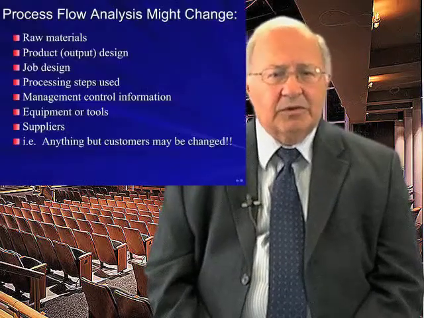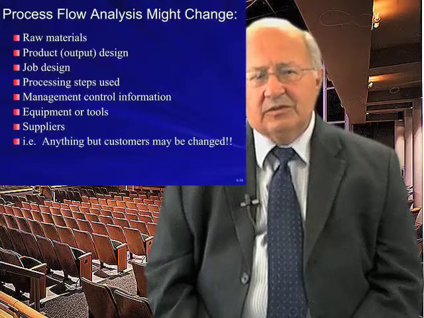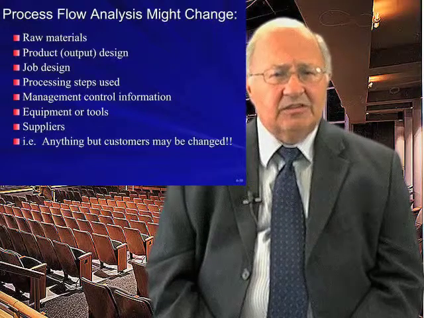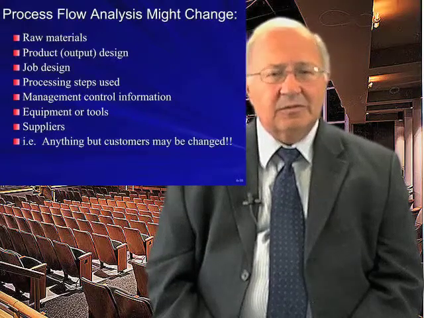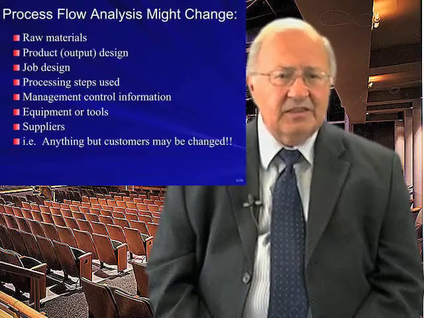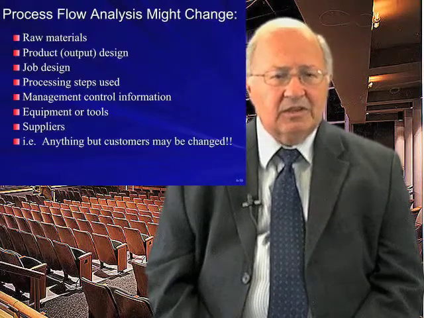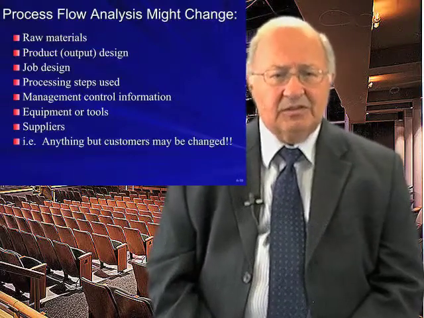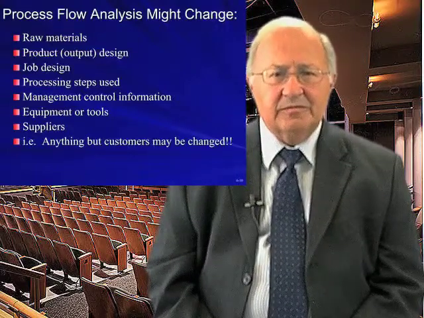Process flow might change depending on those corrective actions. What do you look at in order to do it? You can look at the types of raw materials, the design of the product or the system output, the process design and what steps are used. You look at any part or element of a process to determine how to change it.